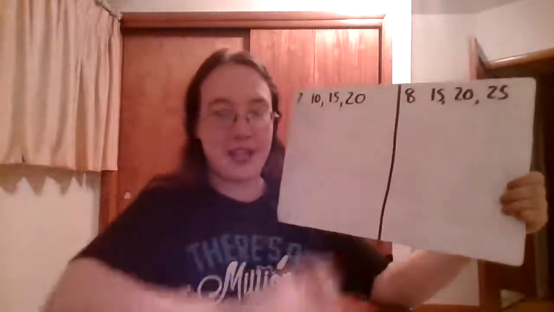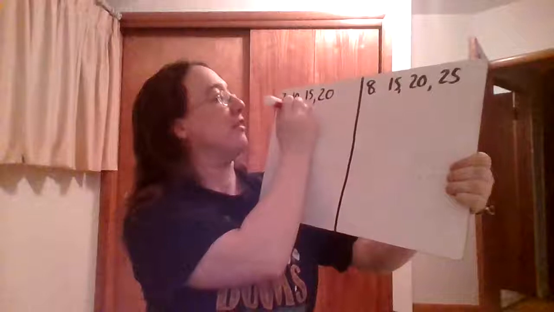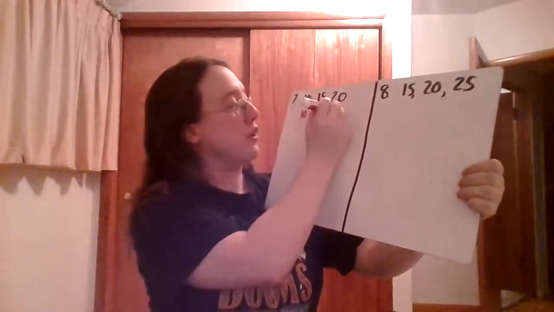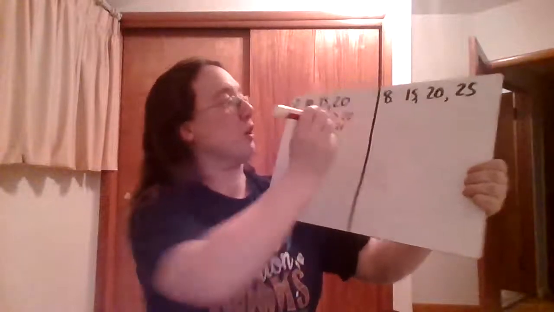Alright. Same sort of thing here. First thing I want to figure out is, is it a triangle? So we got 10 plus 15. That's 25. And we want to know, is that bigger than 20? And sure enough, 25 is bigger than 20, so we're good on that count.